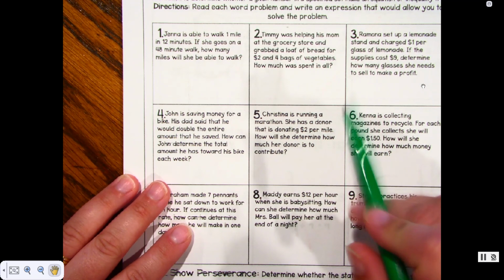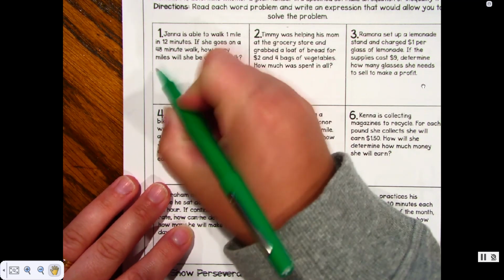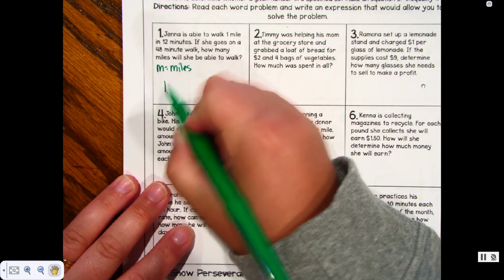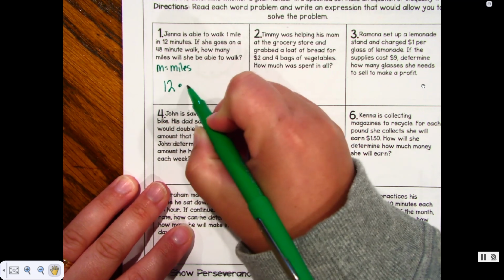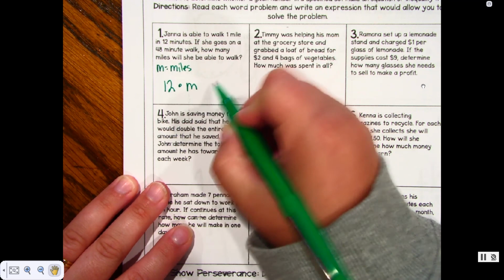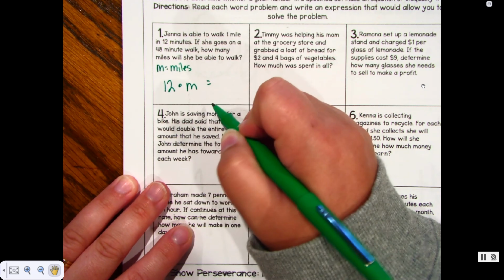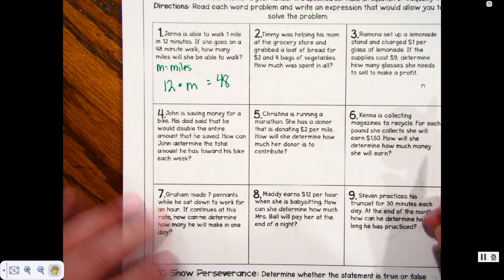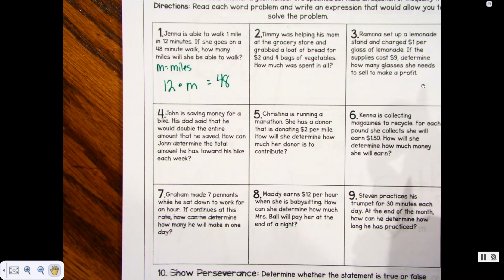If it's 12 minutes for 1 mile, I'm going to let M equal miles. And I know 12 minutes times M, the number of miles, is how much she can do. So that equals 48, right? So 12 minutes times the number of miles she walked equals 48.